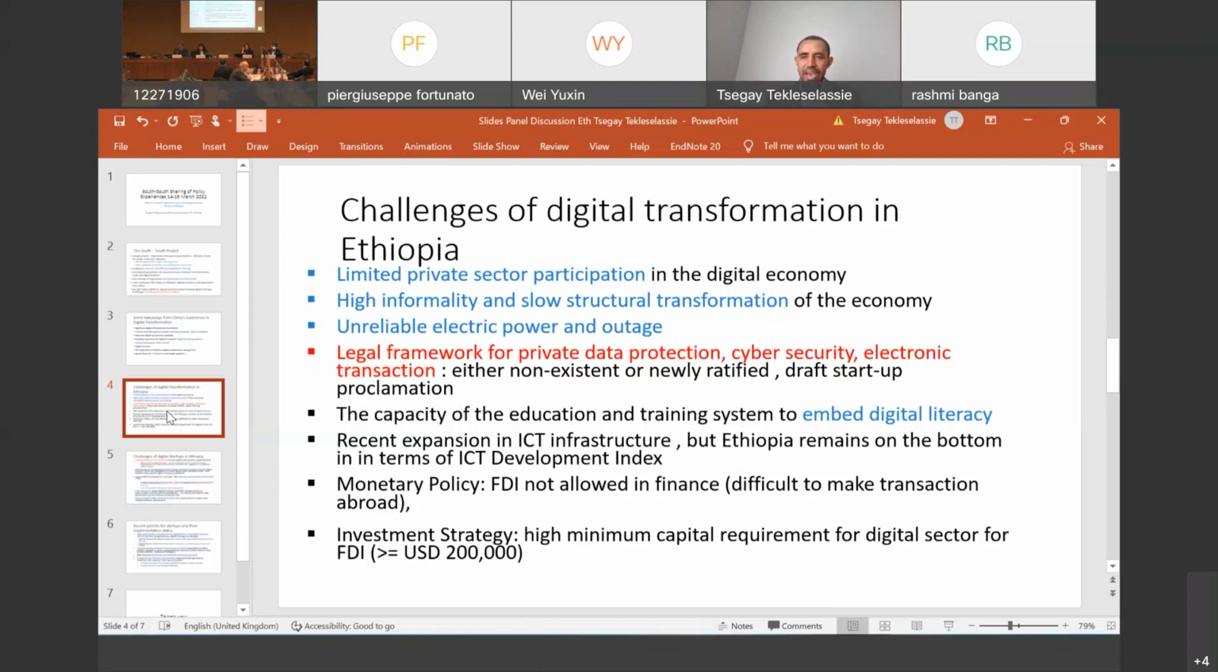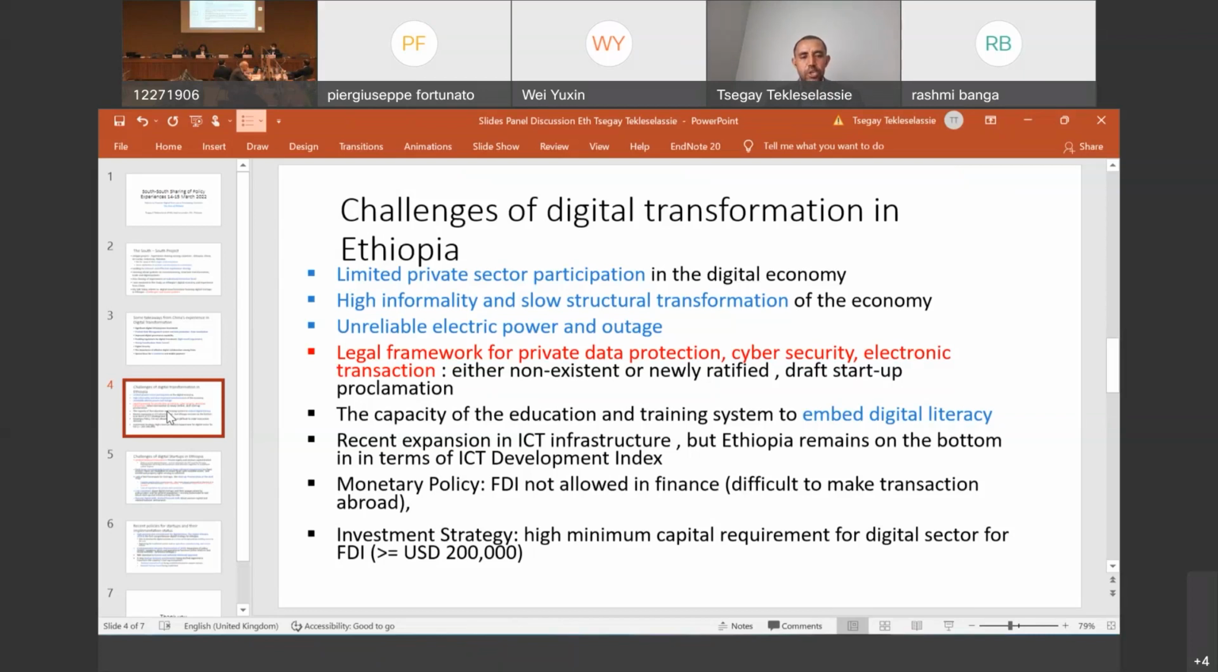For example, now we have a draft startup proclamation, which we hope will be ratified very soon, in a matter of months. Another challenge is the capacity of the education and training system in embedding digital literacy in Ethiopia. In Ethiopia, we have had a big expansion of training and education, of TVET and higher education, but quality has been a big problem. And this will also affect the quality of digital training.